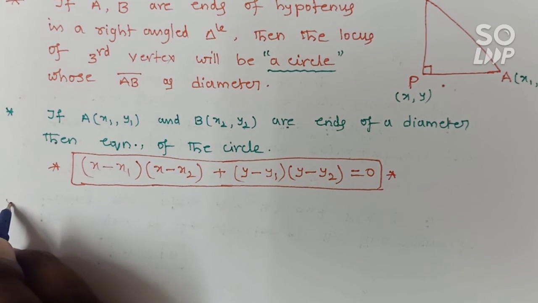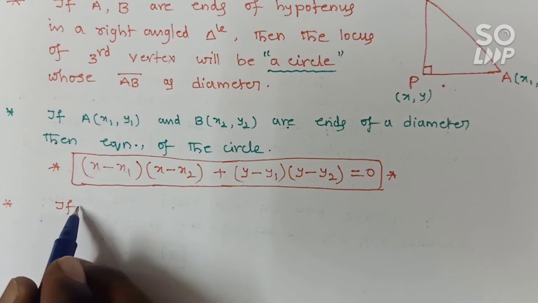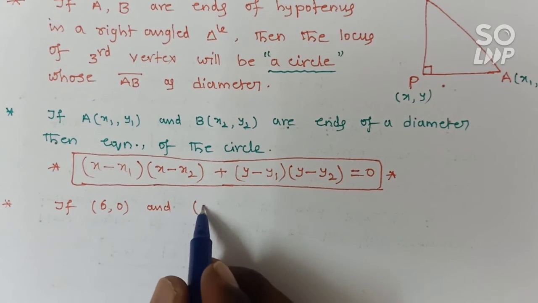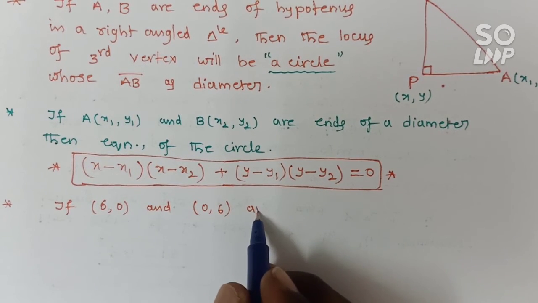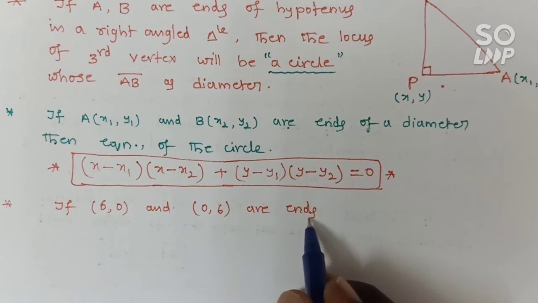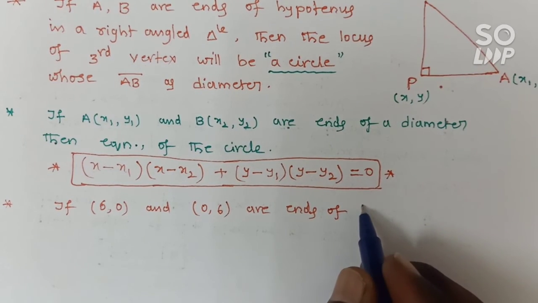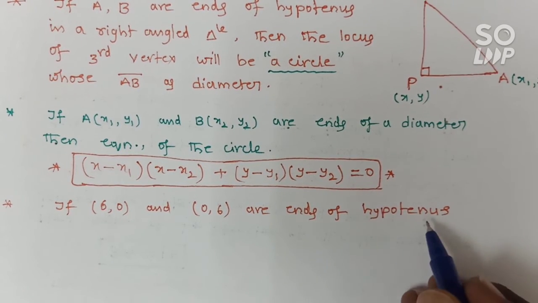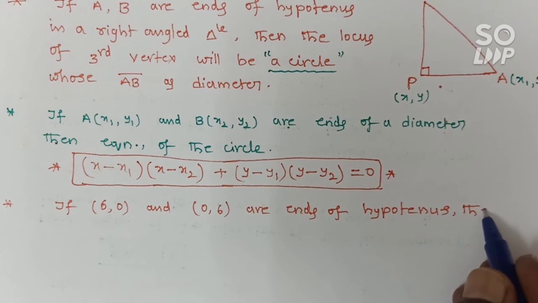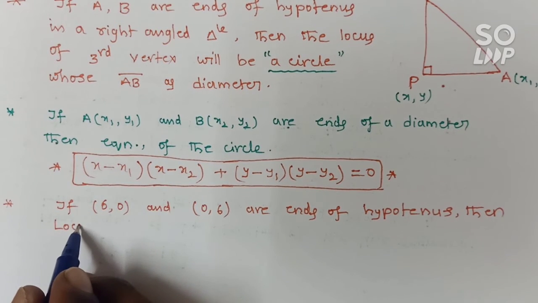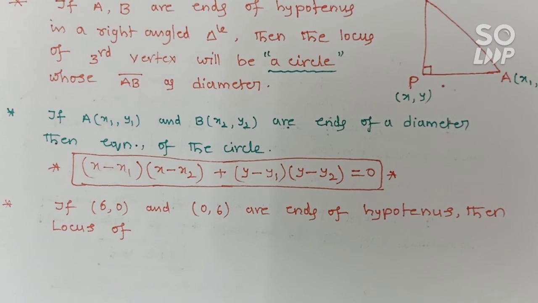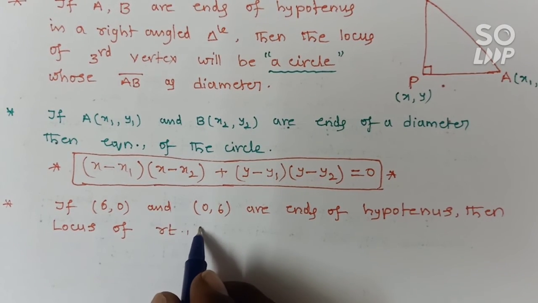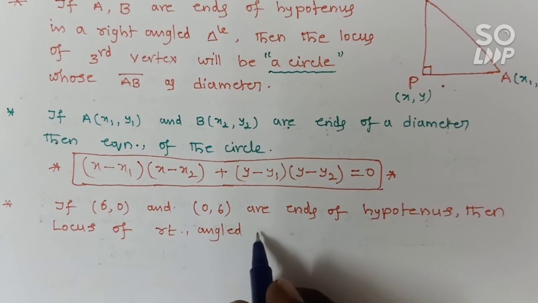Now we will see one example. See, look at this one. Here, if (6, 0) and (0, 6) are the ends of the hypotenuse, then find the locus of the third vertex, or right angled vertex.